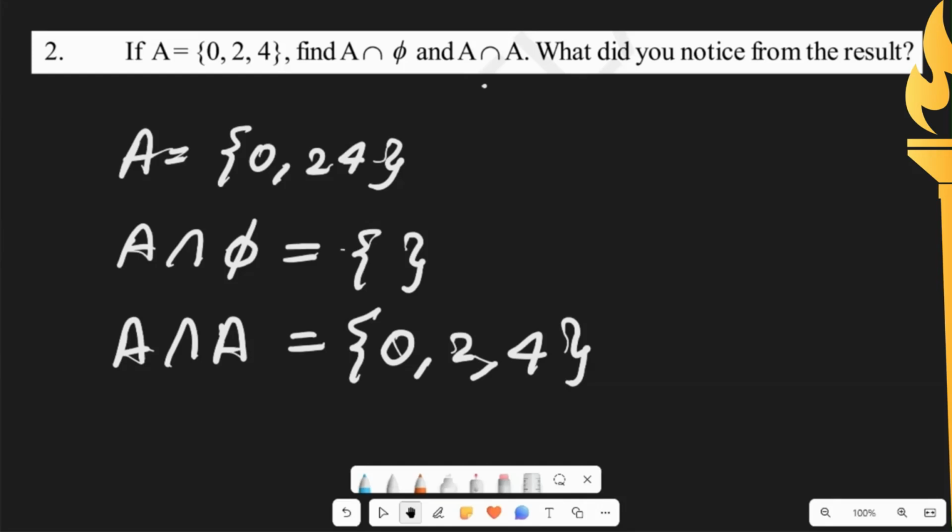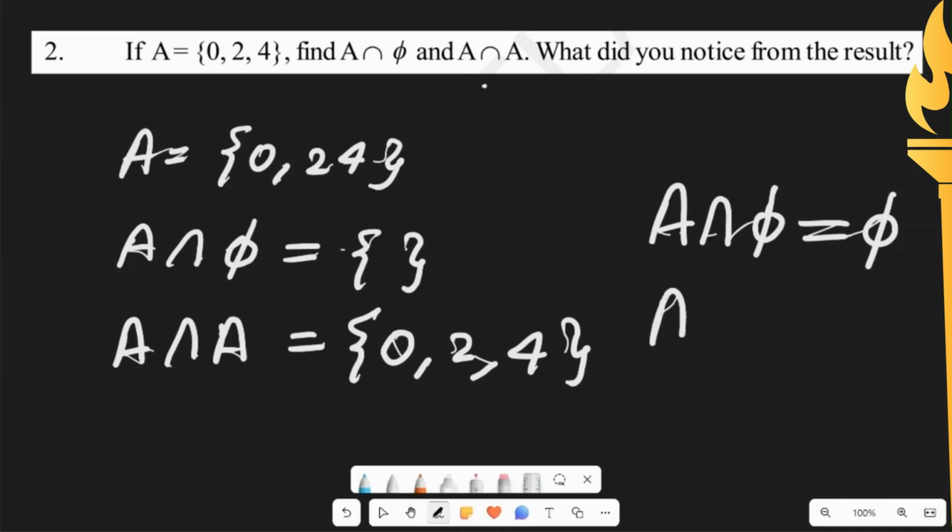And when we find the intersection of a set with itself, we would get the set only as the answer. So we can write the result as A intersection phi is equal to phi, and any set intersection with itself, we would get the same set as the answer.